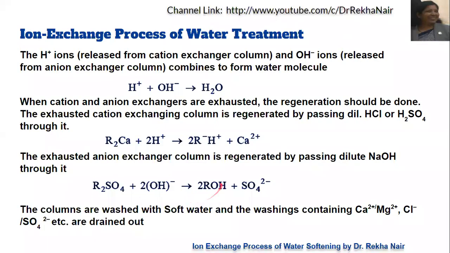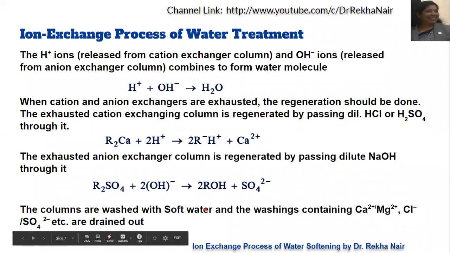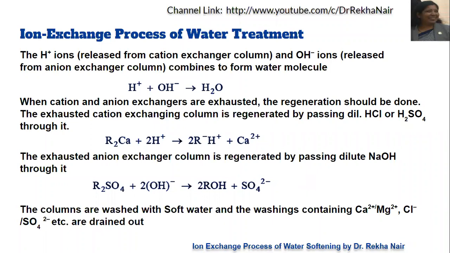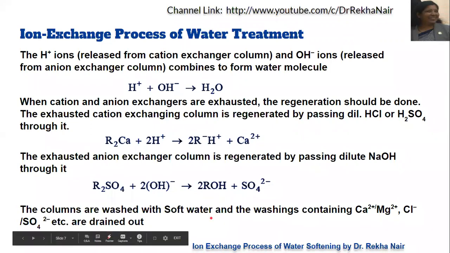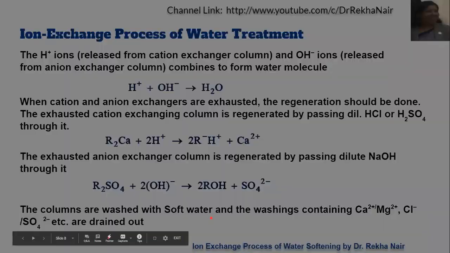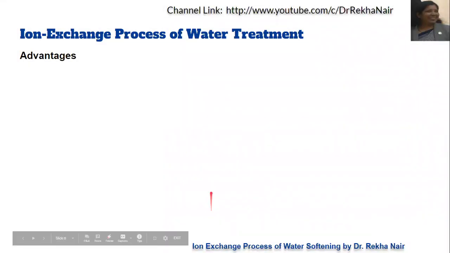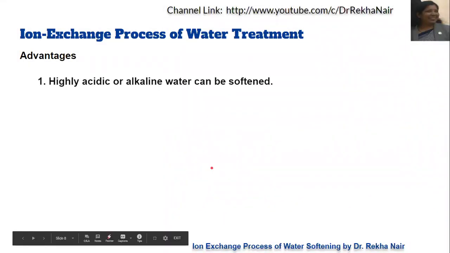The columns will be washed with soft water, and we will have calcium 2+ ions, sulfate ions, chloride ions, magnesium ions. All positive and negative ions will be present in those washings, and that can be drained out into a sink as previously discussed. Now see what the advantages are here.